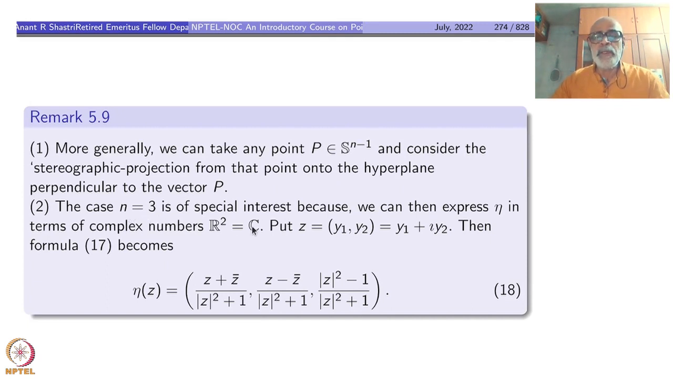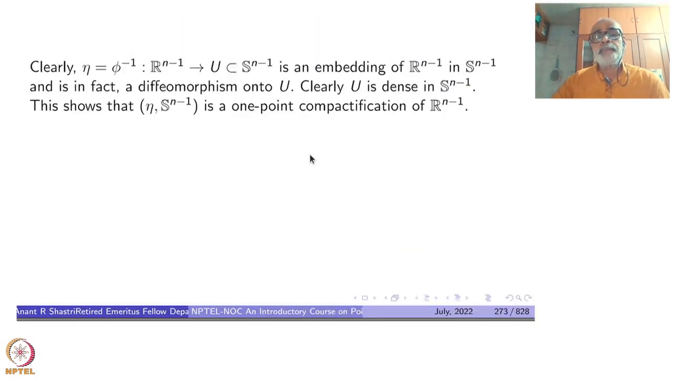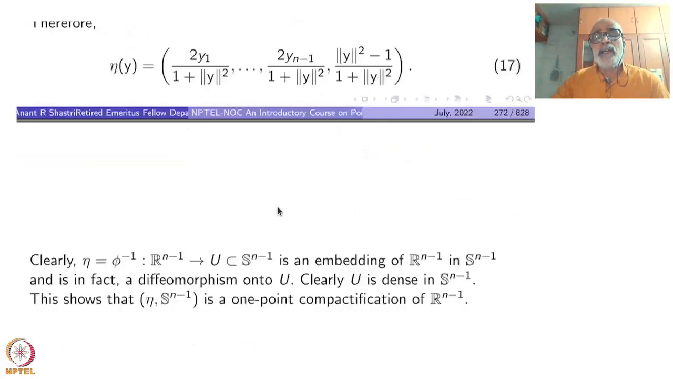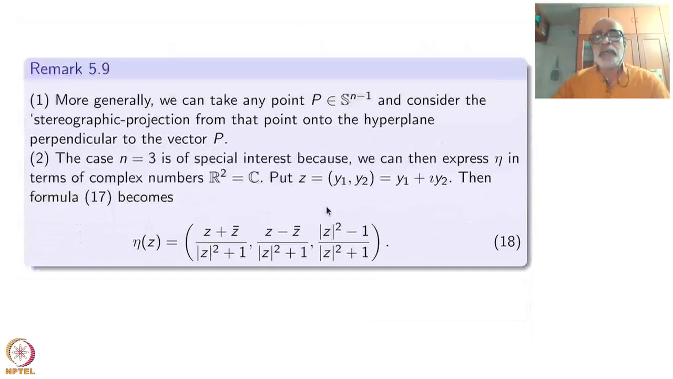The case n equal to 3 is of special interest because we can then express eta in terms of complex numbers. Identify R^2 with the complex numbers C. Then eta can be written in a different way in terms of Z. Suppose Z is (Y1, Y2), or Y1 plus iY2. Then this formula for eta becomes much simpler actually. All these norms etc. can be written nicely. It's (Z plus Z bar) by (mod Z squared plus 1), (Z minus Z bar) by (mod Z squared plus 1), (mod Z squared minus 1) by (mod Z squared plus 1). So we are working now with n equal to 3.